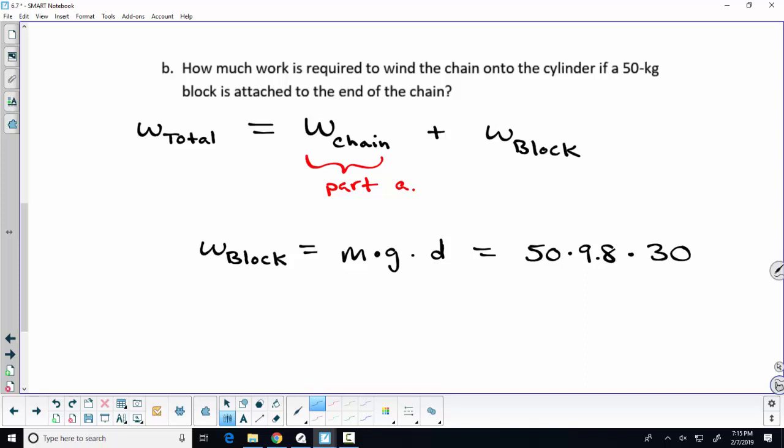Again, just imagine a point on the end of the chain. It travels from 0 to 30. It's the fixed distance it travels. So whatever that comes out to be in joules, we would just add to Part A, and then we have the total work of the system.